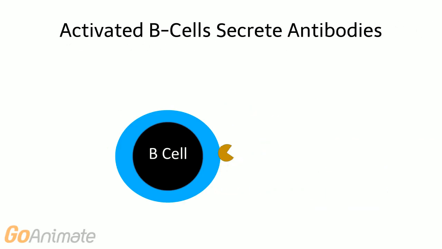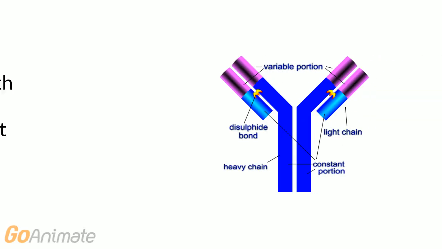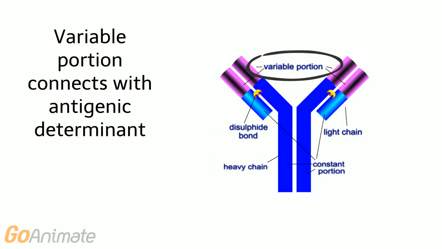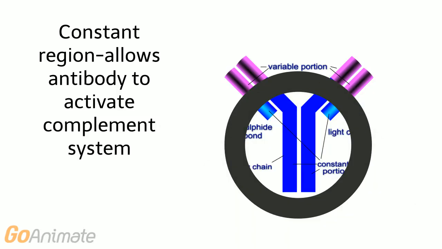Activated B cells secrete antibodies. Activated B cells are called plasma cells. Here is an antibody. Antibodies contain constant and variable portions. The variable portions connect with regions on antigens called antigenic determinants. The constant region can activate a series of plasma proteins called the complement system.